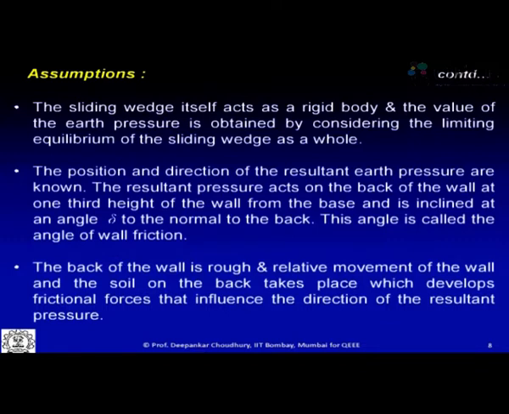So the position and the direction of the resultant earth pressure are known for the case of Coulombic earth pressure. How, I will come to that very soon when I explain the methodology. The resultant pressure which acts on the back of the wall acts at one-third of the height of the wall from the base, and it is inclined at an angle of delta to the normal to the back, and this angle is called the angle of wall friction. Now the back of the wall was considered rough, and the relative movement of the wall and the soil on the back takes place, which develops frictional forces that influence the direction of the resultant pressure.